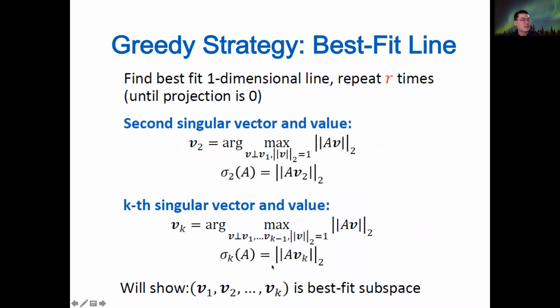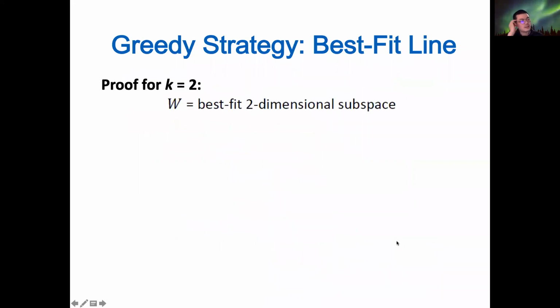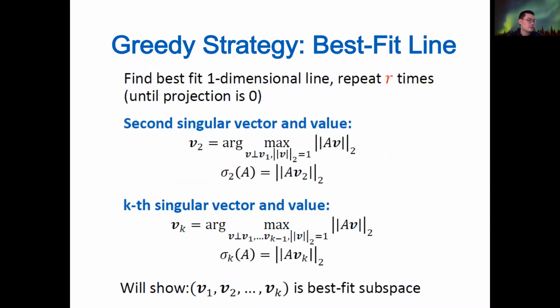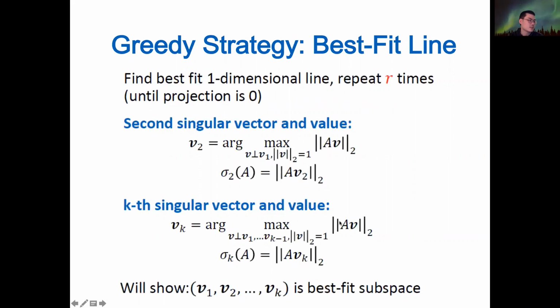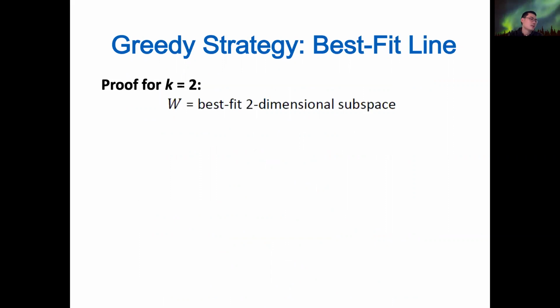Although greedy, this is actually the best subspace according to data A. Yeah, let's prove this. Okay, so first consider k equal to 2. This is induction. First think of the base case where k equals 2, and then let's assume that we have a best fit two-dimensional subspace.